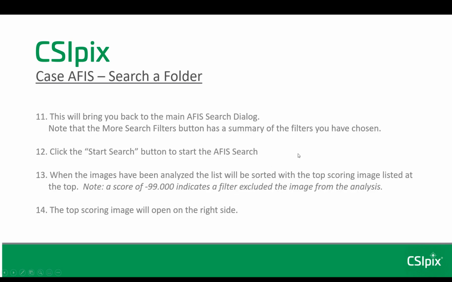This brings you back to the main AFIS search dialog. Note that the More Search Filters button has a summary of the filters you have chosen. You click the Start Search button to start the AFIS search. When the images have been all analyzed, the list will be sorted with the top scoring image at the top. If you see a score of -99.000, this indicates that a filter excluded the image from analysis. The top scoring image will be opened on the right side.